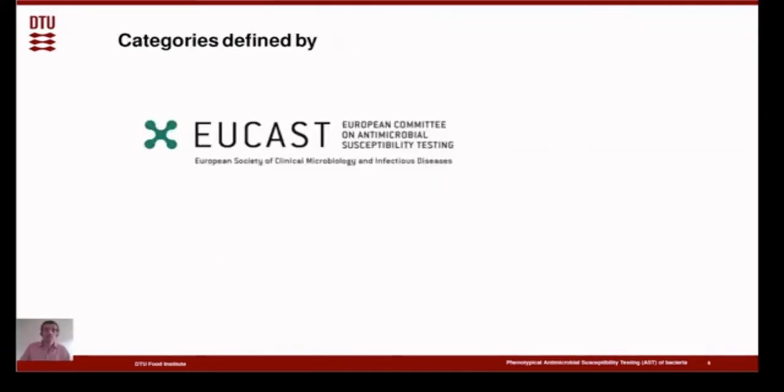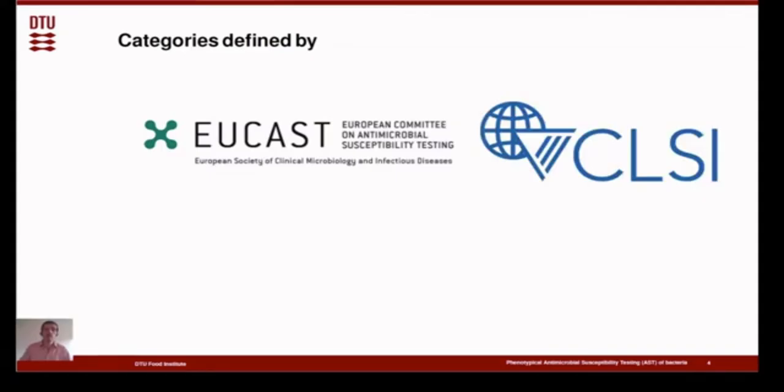So when we talk about bacteria being resistant or susceptible, there are two main organizations which determine this. The first one is the European Committee on Antimicrobial Susceptibility Testing, known as EUCAST. And the second one is the Clinical Laboratory Standards Institute, based in the US. There are some differences between EUCAST and CLSI which I think are worth mentioning.